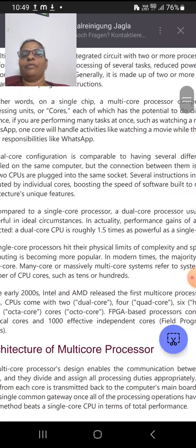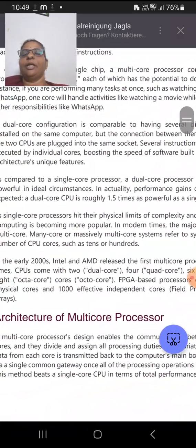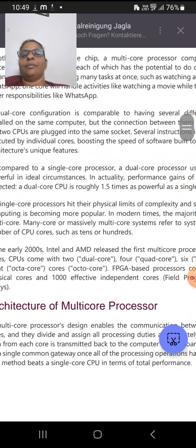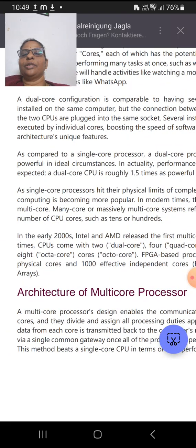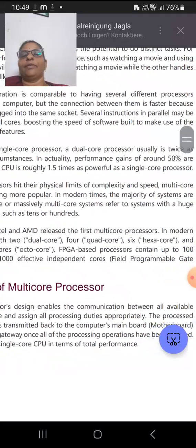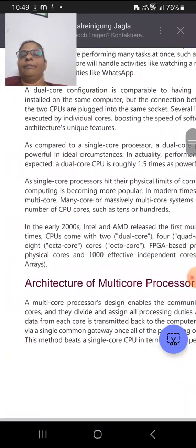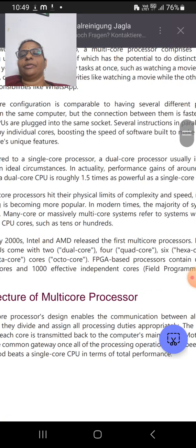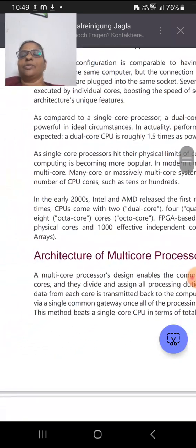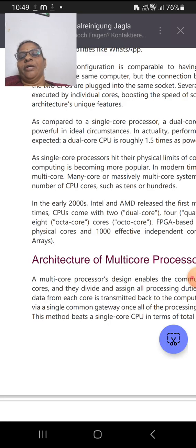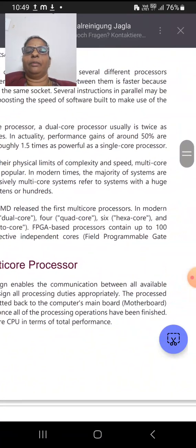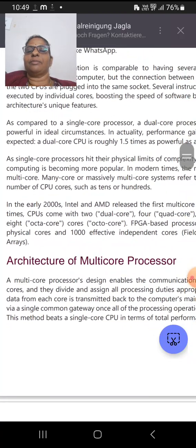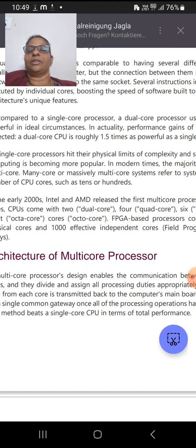A dual core configuration has two different processors installed in the same computer, but the connection between them is faster because the two CPUs are plugged into the same circuit. So several instructions may be executed in parallel on individual cores, boosting the speed of software compared to a single core. A dual core processor is usually twice as powerful under ideal circumstances.